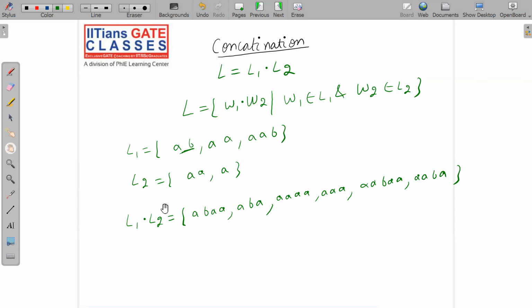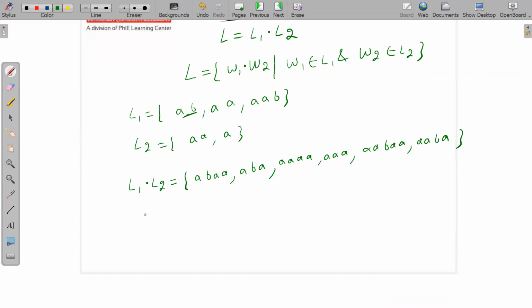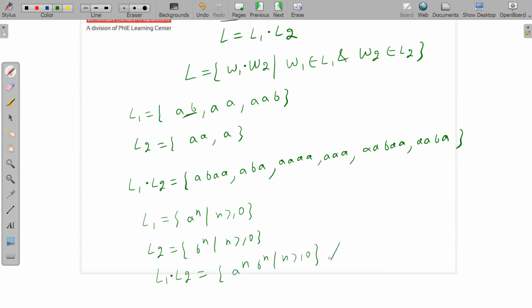Now let me ask you one basic question. I think you will be able to answer it. L1 is A power N such that N is greater than or equal to 0. L2 is B power N such that N is greater than or equal to 0. Now tell me, what will L1 dot L2 be? Most of you will say A power N, B power N, N greater than or equal to 0, but this is wrong. Why is this wrong? Because A power N, N greater than or equal to 0, means any number of A's.